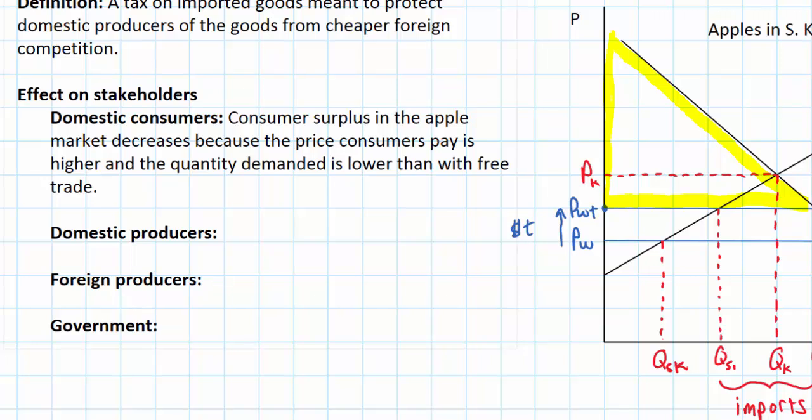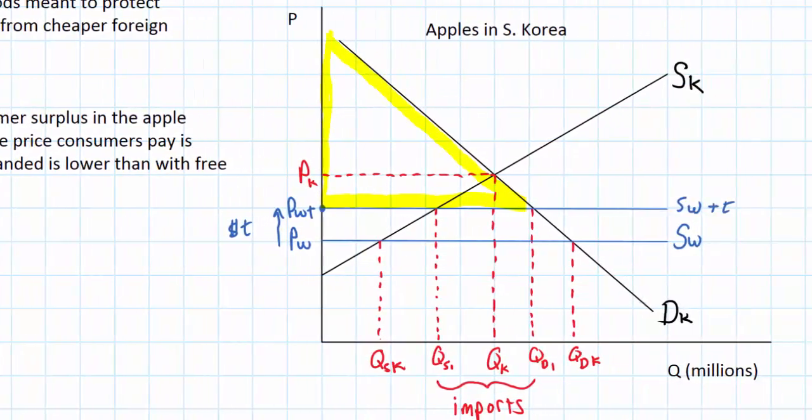The tariff was originally intended not to protect apple consumers, rather to protect apple producers. So we can now show the impact on producer surplus. The area I'm outlining in blue represents producer surplus. Now, before the tariff, producer surplus in Korea would have only been this small blue triangle, below the price that consumers were paying, above the domestic supply curve.